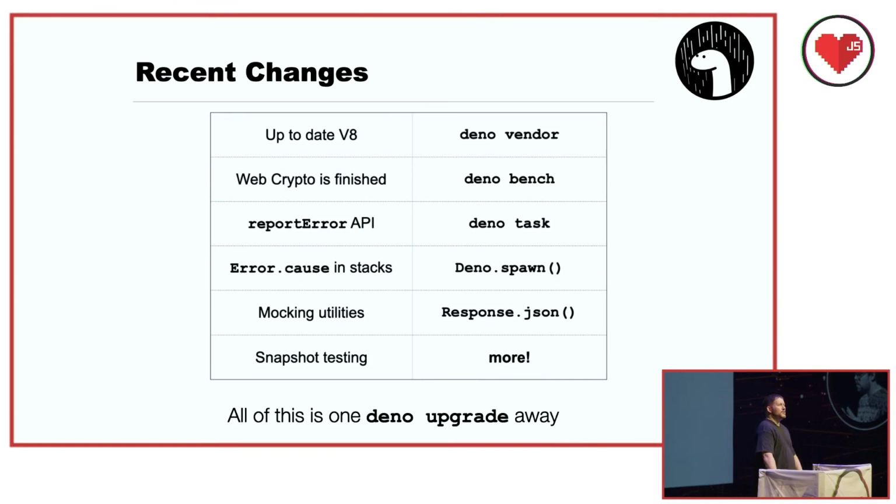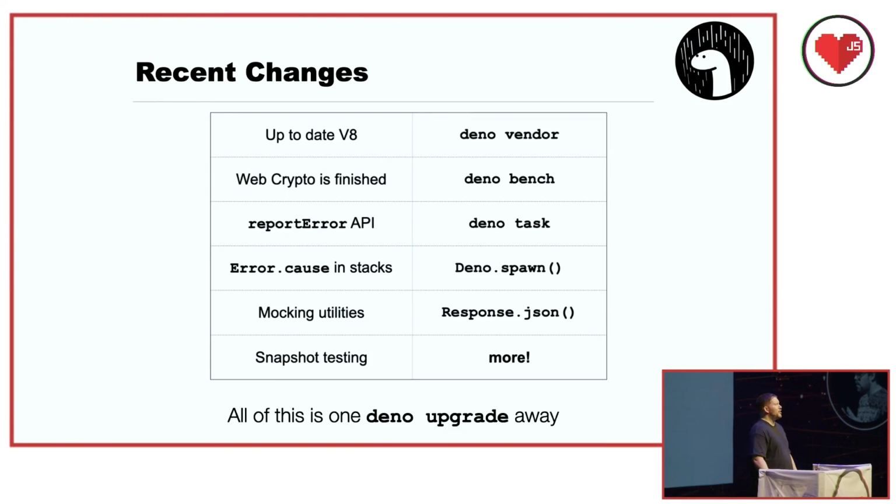So then I wanted to talk about some of the more recent changes. I'm not going to go into all of these in detail, but we keep V8 up to date. I think it's currently at 10.3. The Web Crypto API has been finished after I think it was like 6 months of work. Mocking and snapshots have been added into the built-in test runner. A number of new CLI subcommands, task, bench, vendor, all these nice subcommands have been added.